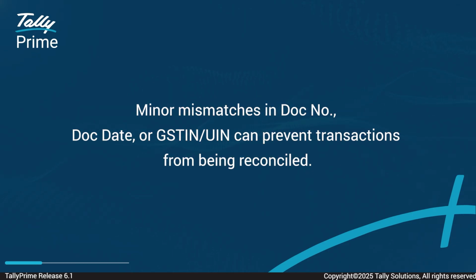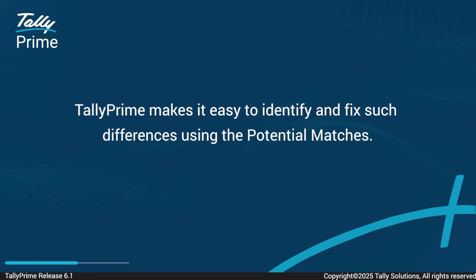Even with accurate entries, minor mismatches in document number, document date, or GSTIN or UIN can prevent transactions from being reconciled. TallyPrime makes it easy to identify and fix such differences using the potential matches. It groups similar entries that nearly match, making it easier to fix mismatches and reconcile.